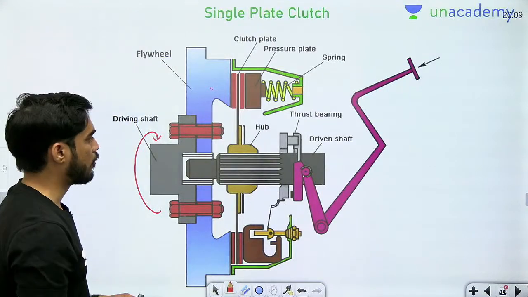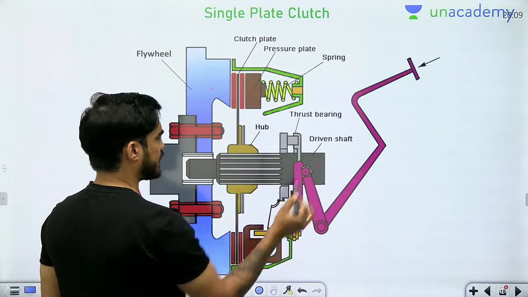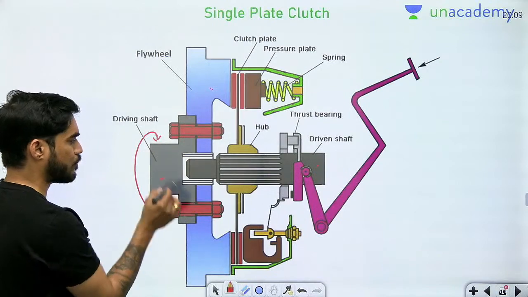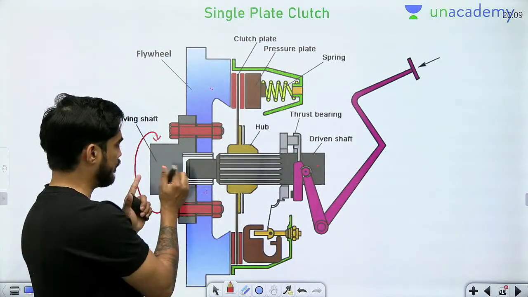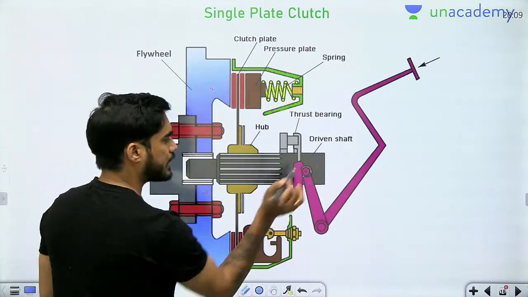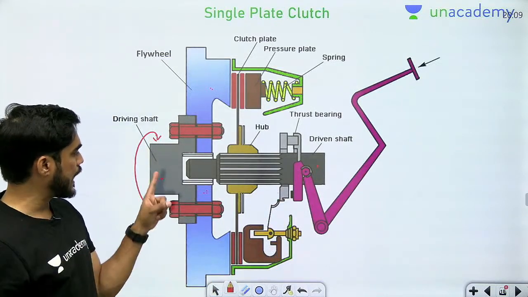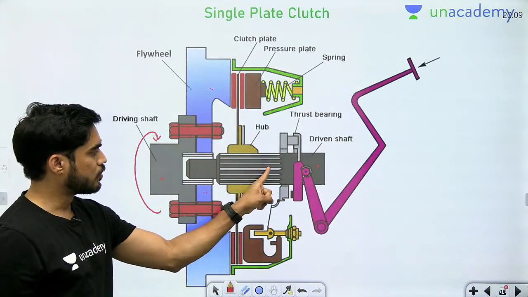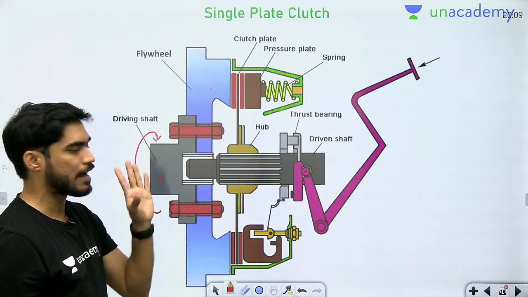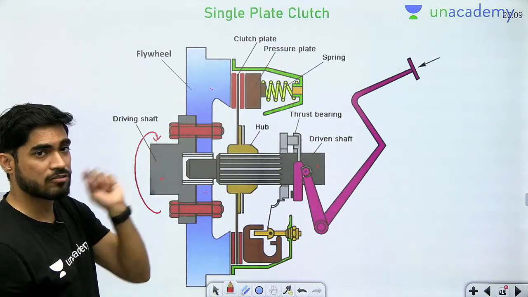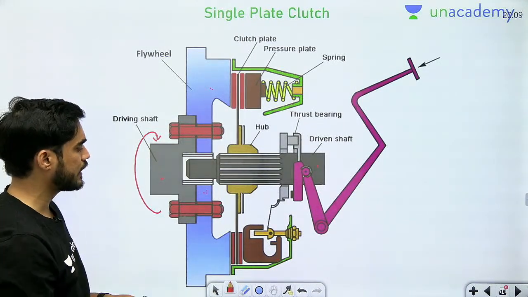Okay. Now this is the driven shaft. So you can say that this is the input, the flywheel and this shaft are the input, and this is the output. I need to transfer the torque from this part to this part. इस shaft से इस shaft पे torque transfer करना है. And how that torque will be transferred, understand.